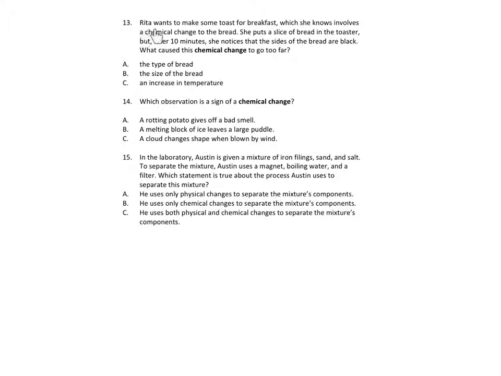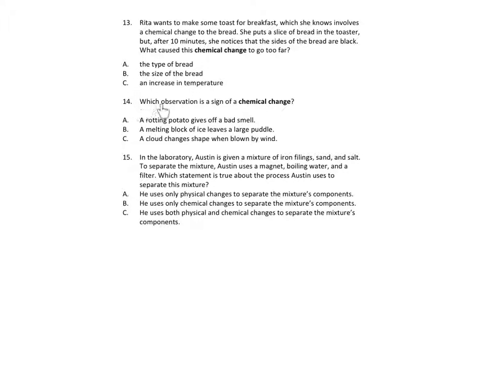Number 13. Rita wants to make some toast for breakfast, but she knows it involves a chemical change to the bread. She puts a slice of bread in the toaster, but after 10 minutes she notices the sides of the bread are black. What caused this chemical change to go too far? A. The type of bread. B. The size of bread. C. An increase in the temperature.